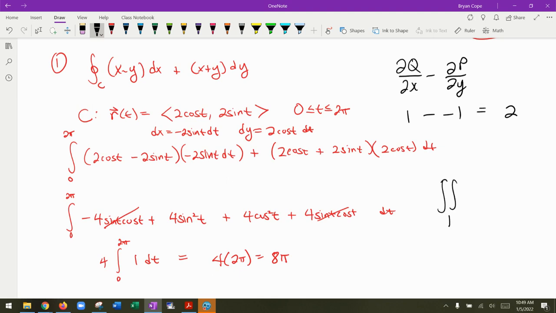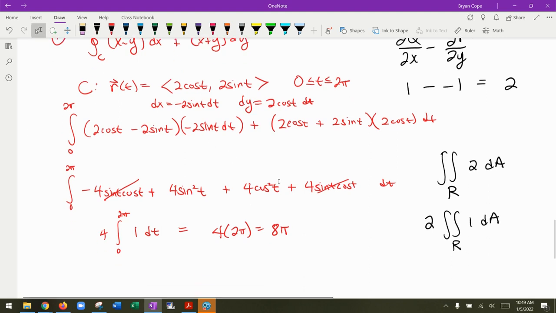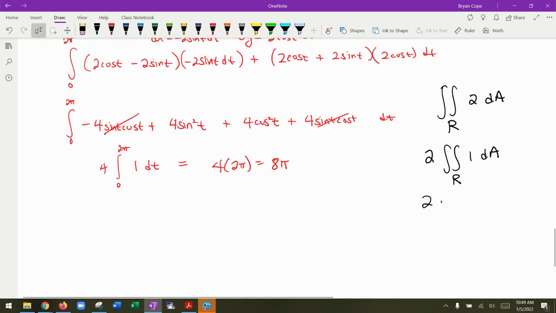So it's the double integral over this region of 2 dA. That's convenient because we can just say 2 times the double integral over R of 1 dA, which is the area of the circle. So 2 times pi times 2 squared gives us 8 pi. And so we have confirmation that Green's theorem works.